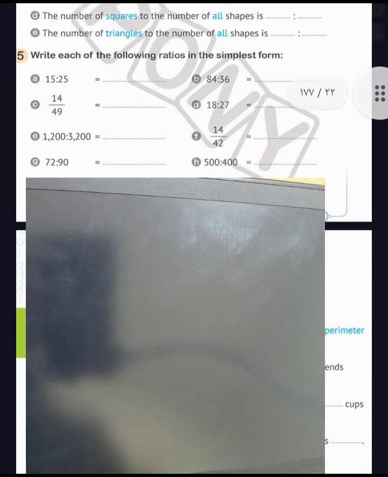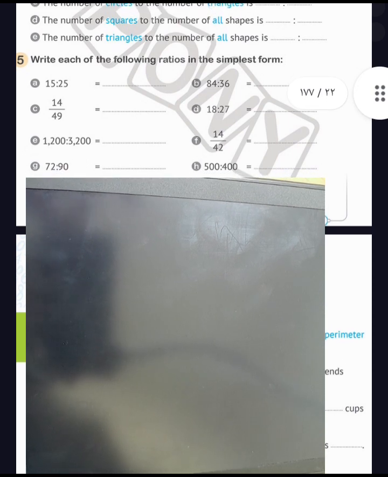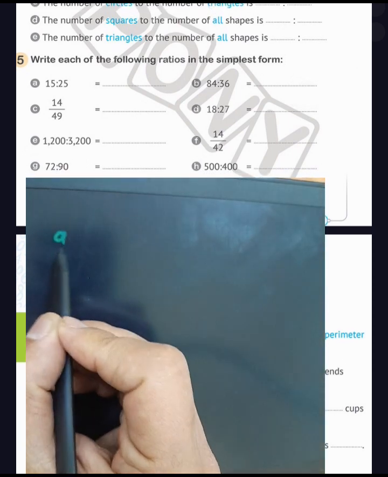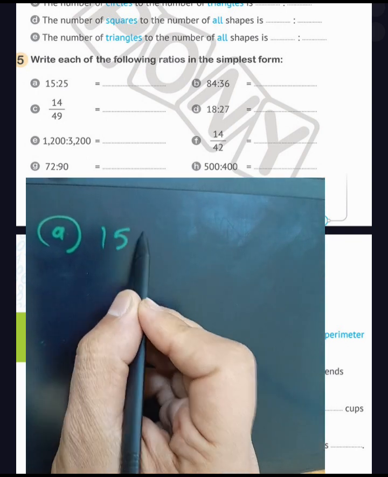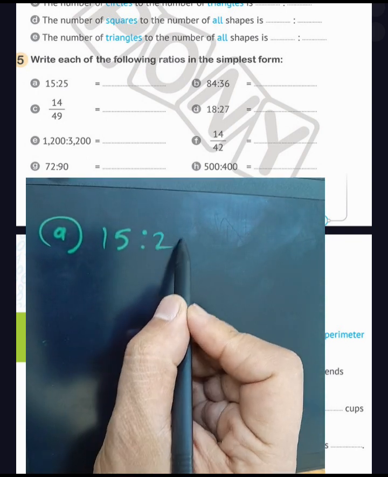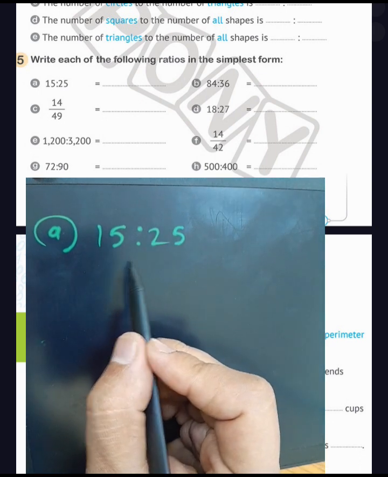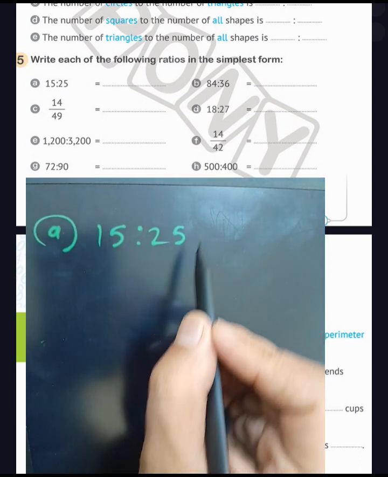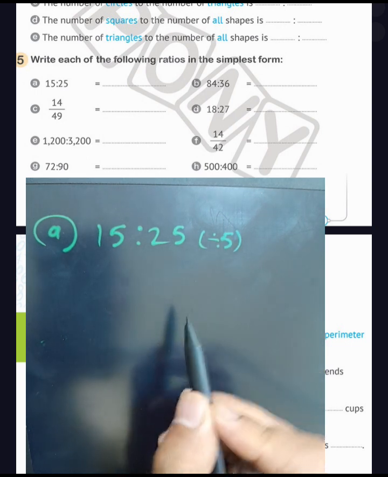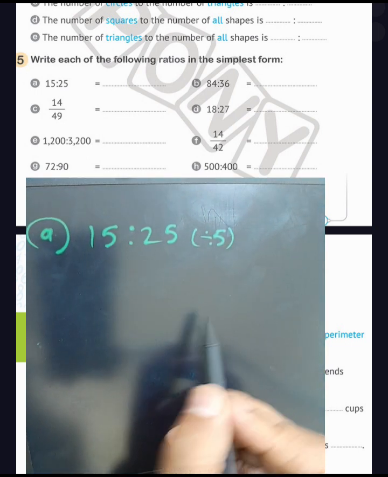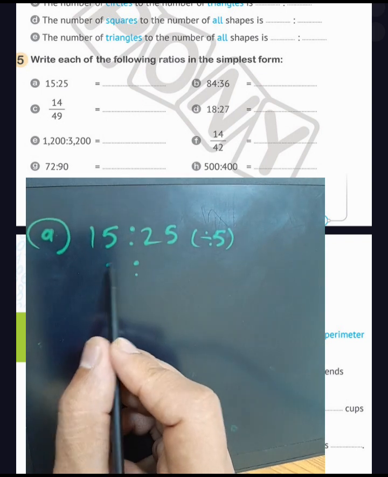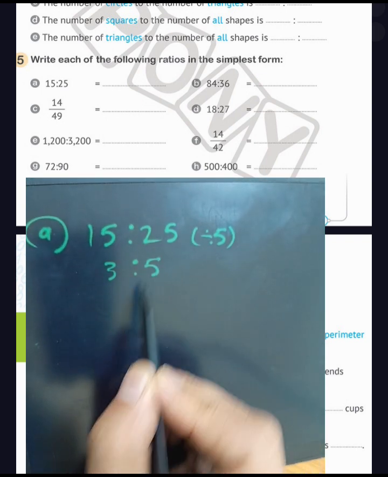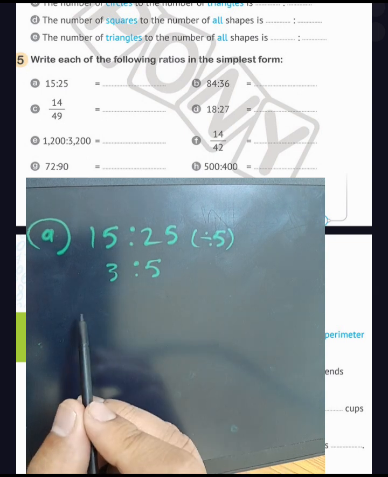Today we'll solve from the book. Examples talk about the ratio. Look with me at question letter A. You want to find the ratio between 15 and 25. Two numbers 15 and 25, we can divide them by 5, because any number ending in 0 or 5 can be divided by 5. 15 divided by 5 equals 3 and 25 divided by 5 equals 5. Then the ratio will be 3 to 5.